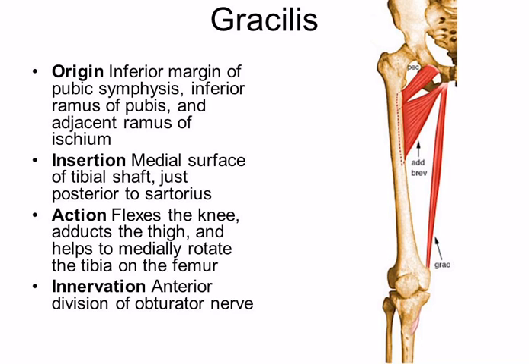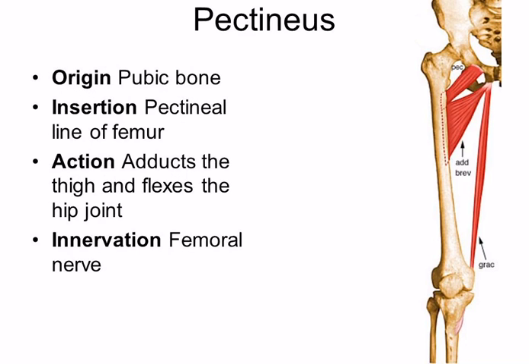Gracilis. Origin: inferior margin of pubic symphysis, inferior ramus of pubis, and adjacent ramus of ischium. Insertion: medial surface of tibial shaft, just posterior to sartorius. Action: flexes the knee, adducts the thigh, and helps to medially rotate the tibia on the femur. Innervation: anterior division of obturator nerve.